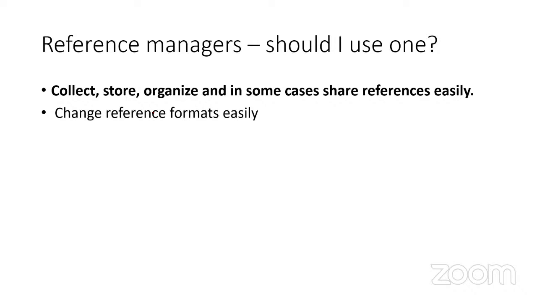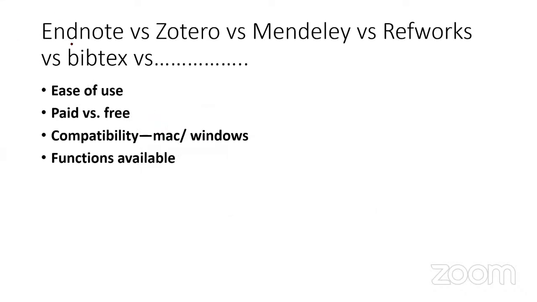Now, which one to use? You have a lot of options. Simplest thing to add citations is MS Word itself. So if you're using Word, that itself is an option. But of course, it has limited functionality as compared to the dedicated reference managers. Most common ones which we use are EndNote, which is the gold standard, so to speak. You have Zotero, Mendeley, RefWorks, BibTeX, a lot of ones. And the choice is really a personal choice. It depends on how easy you find to use it, whether it's paid versus free, how much space you require, compatibility, Mac versus Windows, functions available, and so on.